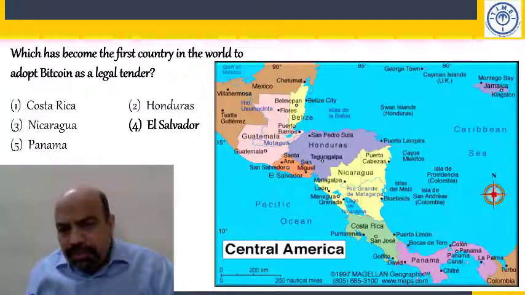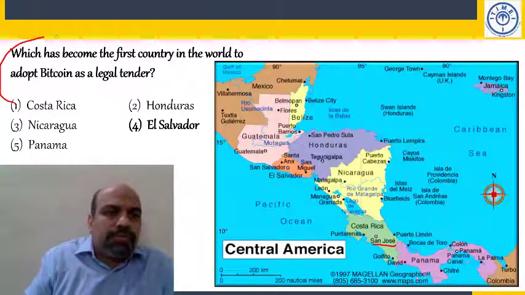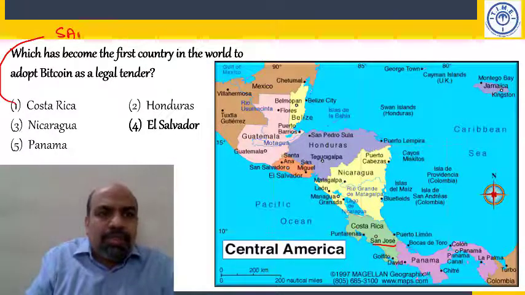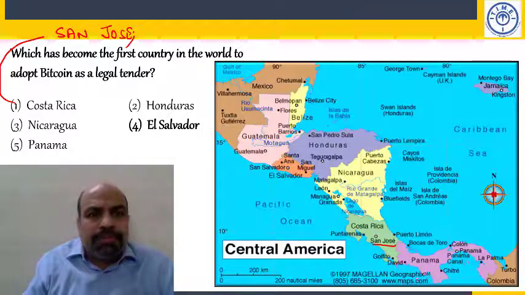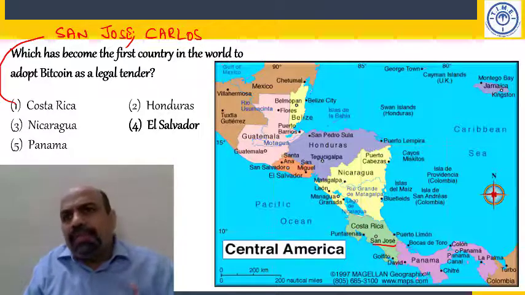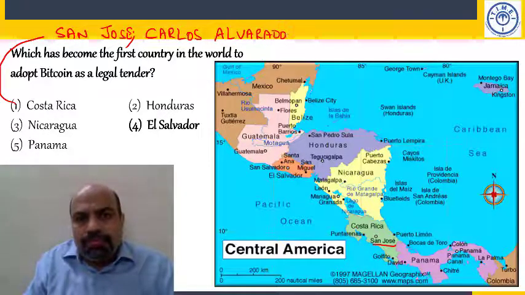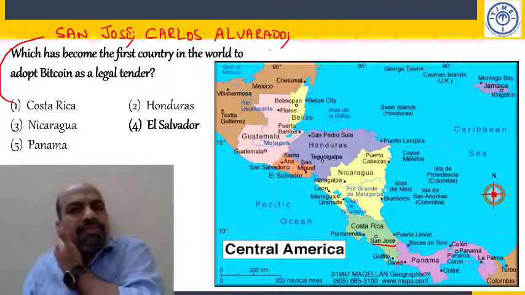You see this capital here, San Jose. You see this is the legend. This particular symbol here, a white dot, is San Jose. Pronounced San Jose, the J is pronounced with an H. And this is run by a guy called Carlos. He's president. See, all these countries have presidents. They have a presidential system everywhere. Carlos Alvarado.